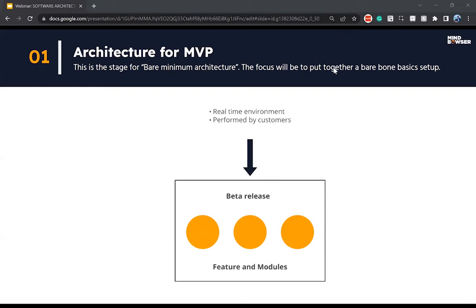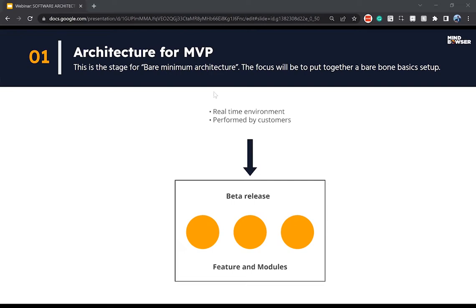Yes, Praveen. So when we started this bare minimum architecture, the focus will be put on all the basic elements that cater to it. And when we start implementing this architecture and move to production, initially there are two stages here. One is alpha release and another is beta release.